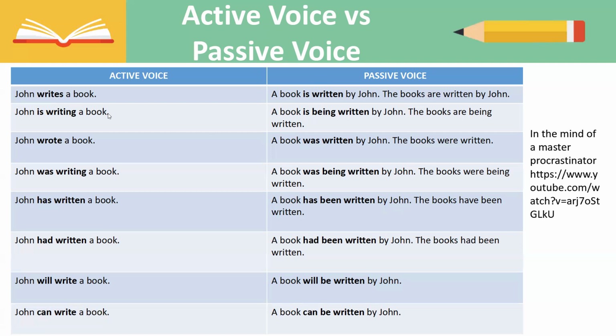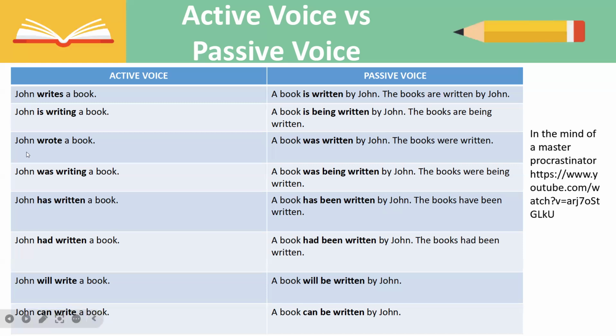But since it's a continuous tense, we have to use being. So basically, you're using the verb to be twice. Yes, it is weird, but we're using the verb to be twice. A book is being. Now the verb to be has to have ing because it has to indicate that it's the continuous form. And then since the main verb is write, we have to put that in the past participle. So a book is being written by John.